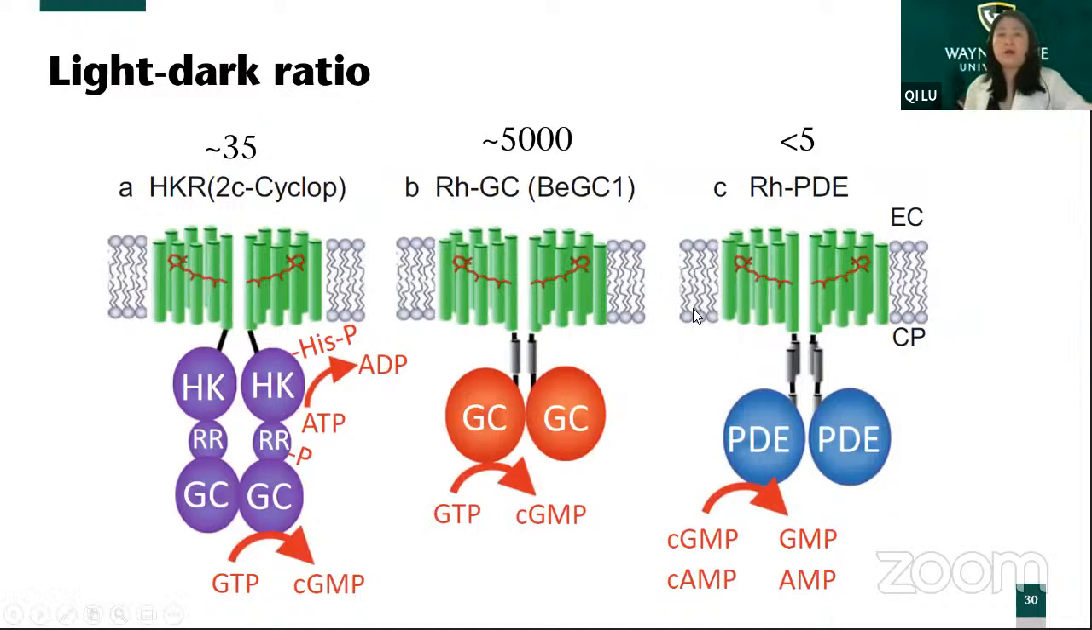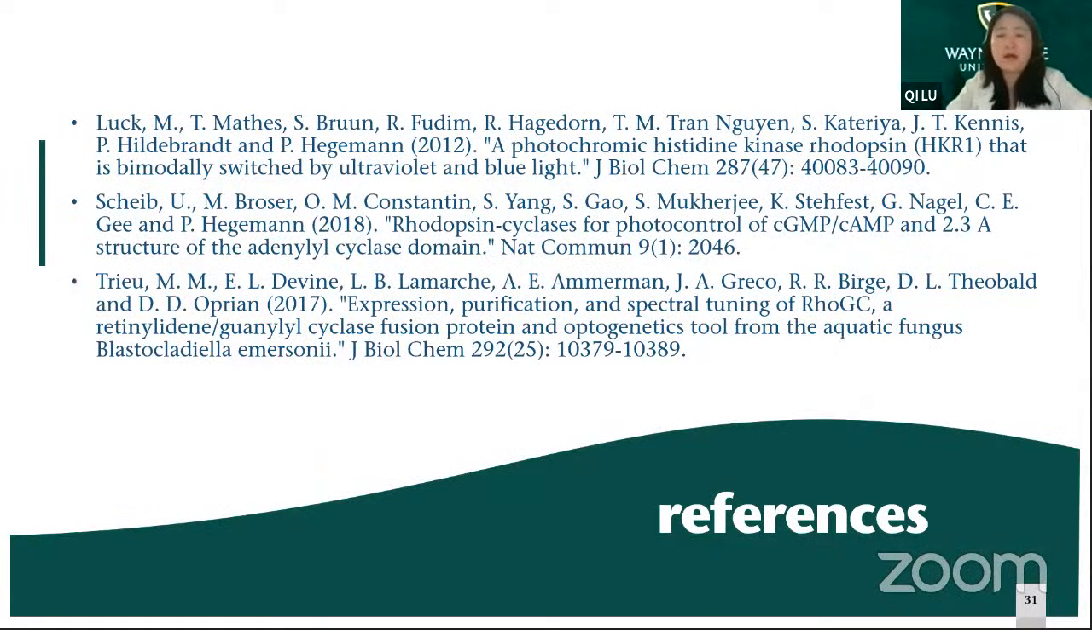At the last part, we're going to compare the light-dark ratio of these three different enzymatic rhodopsins. The ratio of the HKR is about 35, and the PDE less than 5. So not much difference between light and dark stimulation. But the rhodopsin guanylyl cyclase is quite different, where the activity is quite dependent on the light.